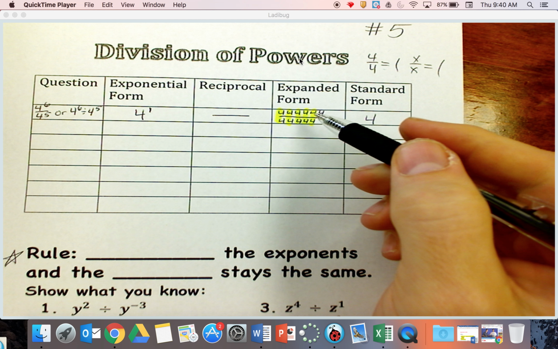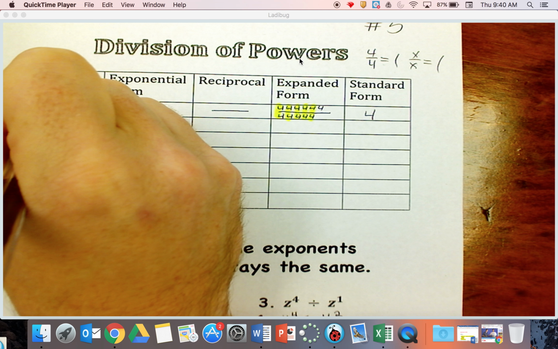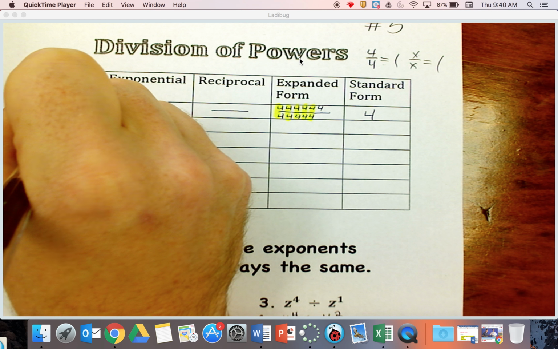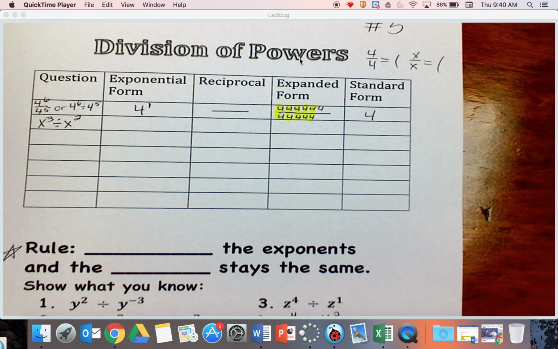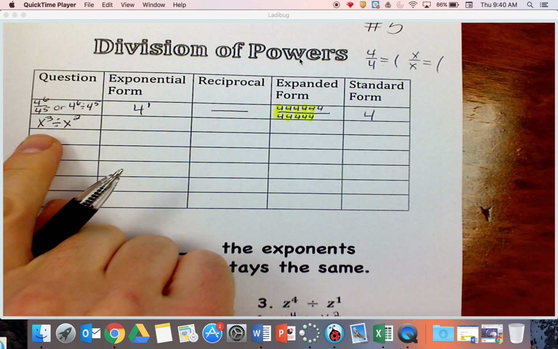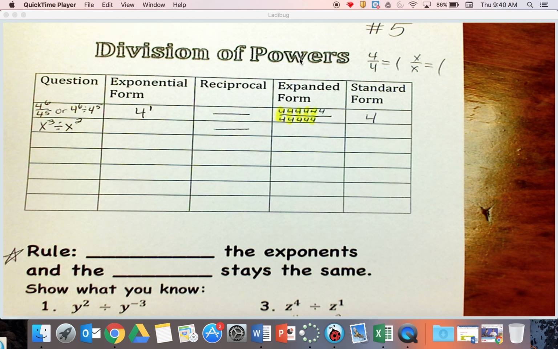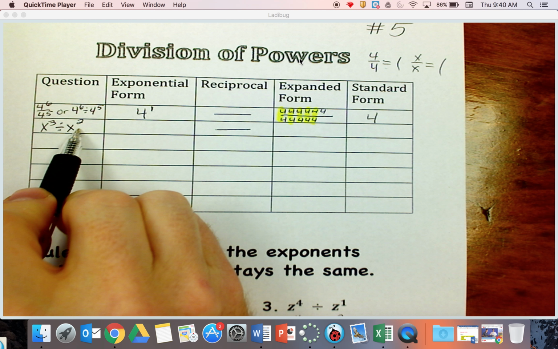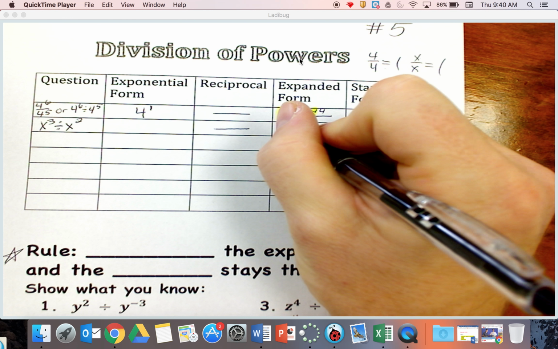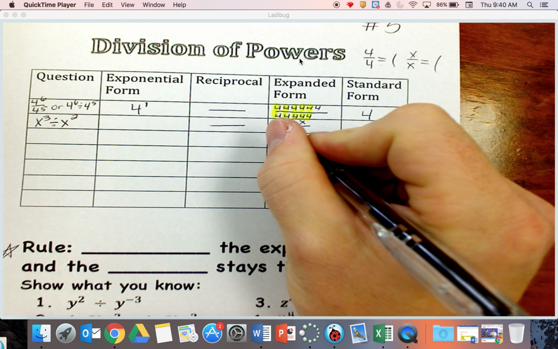All right, let's try one with variables this time. Let's write it out this way: x to the 3rd power divided by x to the 2nd power. All right, and same way, do we have any negative exponents to flip? No, we don't. So it's out. We're going to write it as a fraction. Remember, this is my numerator, this is my denominator. So I'm going to write it out. On the top, I have 3 x's. And on the bottom, I have 2.